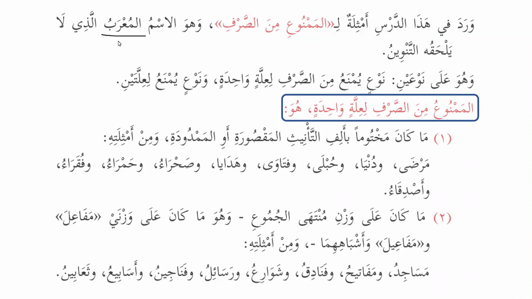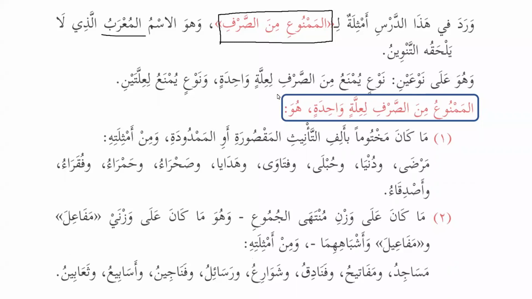And mu'rab has two types. What are the two types? Mu'rab munsarif and mu'rab ghair munsarif. And what we call ghair munsarif is called al-mamnu min as-sarf, and the second name that the grammarians gave it is ghair munsarif. It is the mu'rab noun which does not accept tanween, and it's a noun which does not accept tanween. And it is of two types.